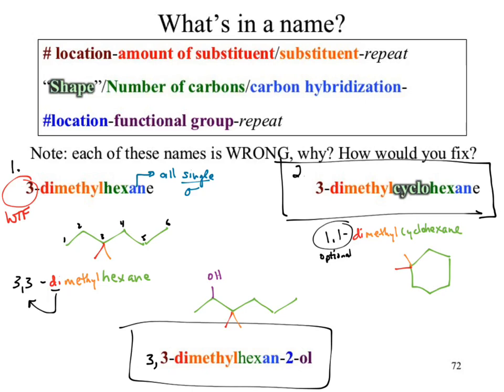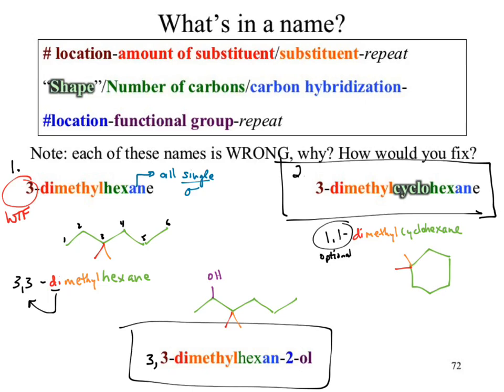Okay, so when is it 1, 1? When is the 1,1 optional? By definition, where's your ring start? Your lowest number. So your first substituent's going to go to the lowest number. Since it's a ring, the lowest number will be 1. The 1, 1 up in the ring structure is optional because it's a ring. In question 3, and for that matter question 1, neither one of them are rings. You have to specify the locations.